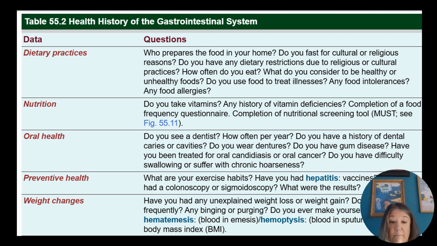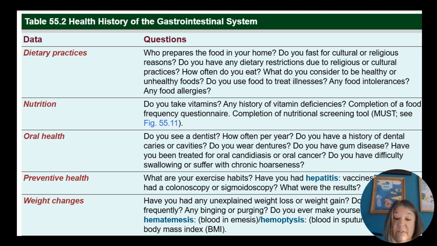This is slide table 55.2. These are just some of the questions that we ask during a GI assessment. Notice we're talking GI, right? So dietary practices are huge related to GI because whatever we're eating can irritate or not irritate our stomachs, okay? And then, of course, like we talked about oral health, do they have pain? Do they have sores? Do they have teeth? Do their dentures fit appropriately?